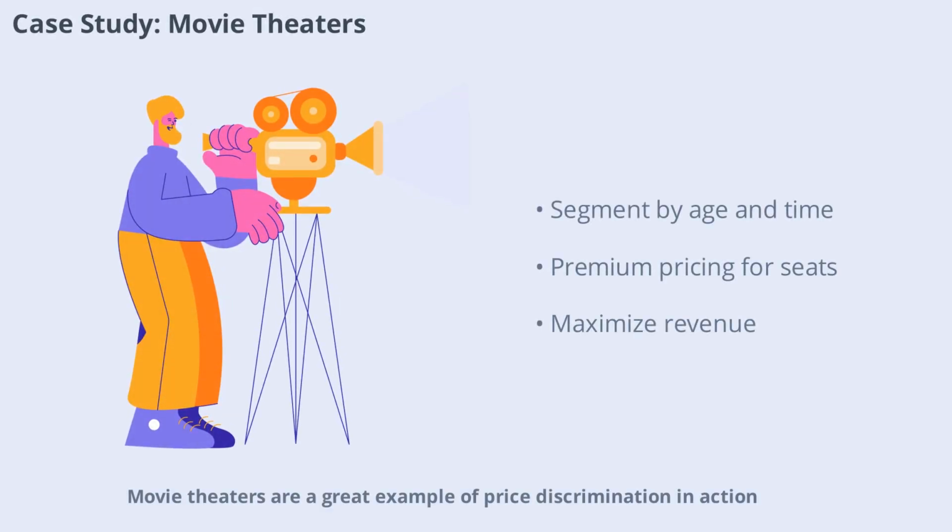Movie theaters are a great example of price discrimination in action. They often charge different prices based on age, time of day, or seat type. Matinee showings are cheaper and premium seats cost more. By segmenting their audience, theaters can fill more seats and maximize revenue from each group.